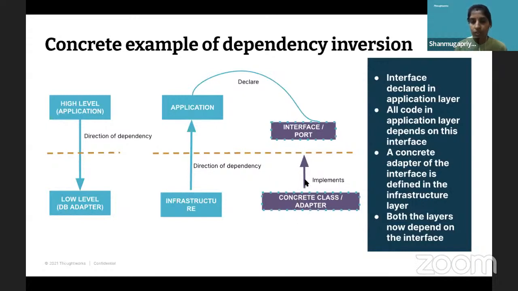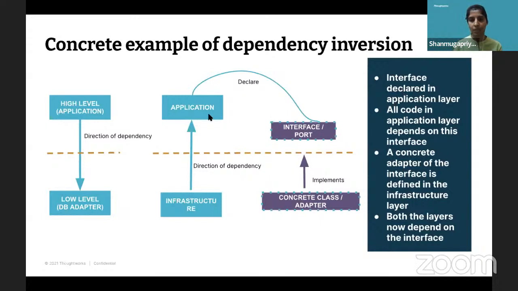So here we can see now the arrow is flipped. This is the inversion of control that is happening here. It is not directly dependent. The application declares this interface and depends on this interface, and the concrete class, which is defined in the low level, provides the concrete implementation of this particular interface. So that's what is defined here.